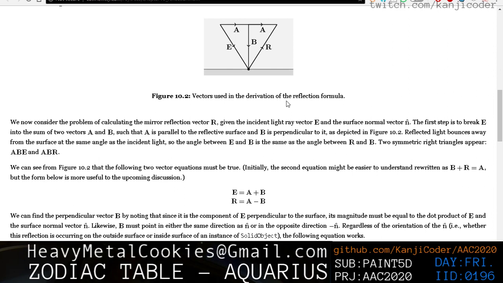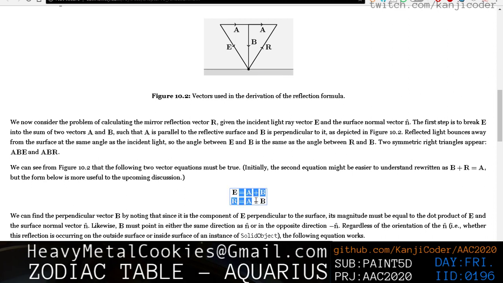B plus R equals A. I'm satisfied with this. It's a little bit confusing because I'm not super familiar with linear algebra, but I get it. But the form below is more useful to the upcoming discussion. So E equals A plus B. Okay, so E, right here, equals A plus B. So if we go A plus B, we get E, right? If this is 0, 0, this final point here is the magnitude of E, and also the coordinate. Okay, I get it. Okay, cool.